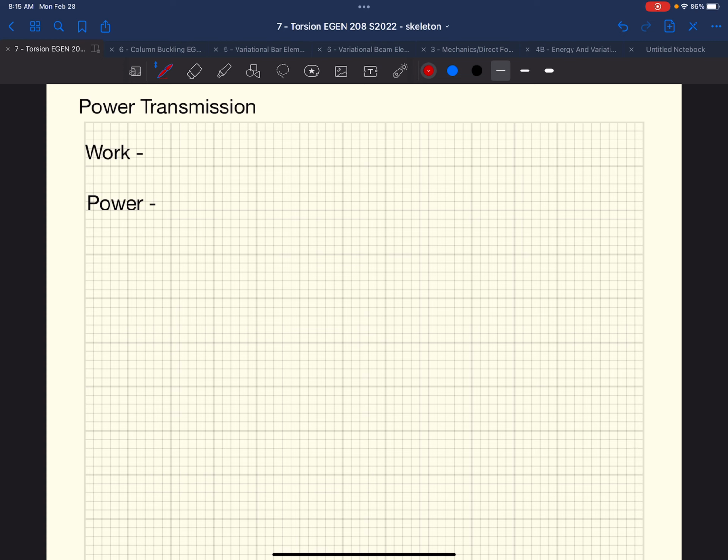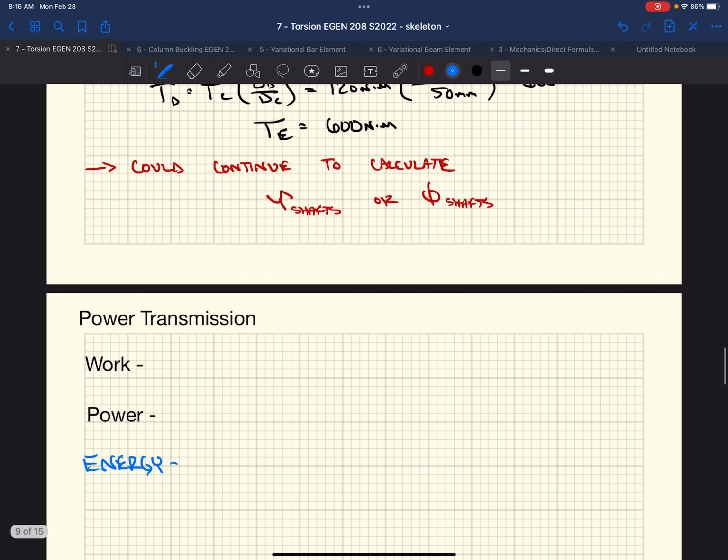All right, we're going to start power transmission, okay? The big things here, well, I'll say, work, power, and energy, okay? Work, right, denoted by this big W.